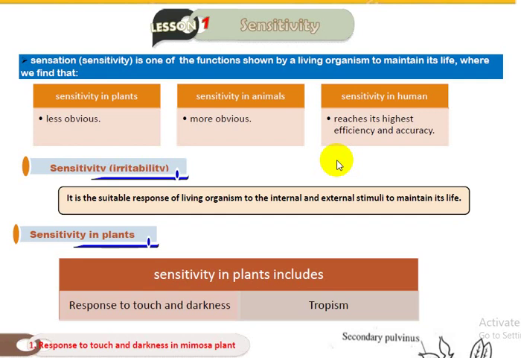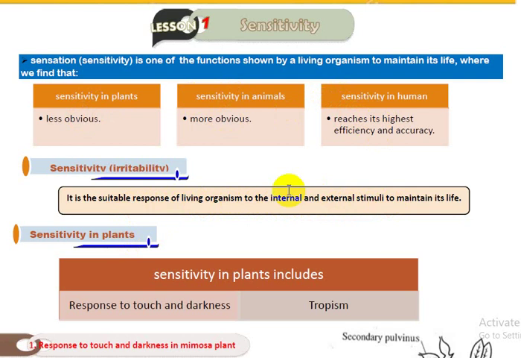Our lesson today is about sensitivity or sensation. What is the meaning of sensation? Sensation is one of the functions shown by living organisms to maintain life, where we find that sensitivity in plants is less obvious and sensitivity in animals is more obvious. Sensitivity in humans reaches its highest efficiency and accuracy. Sensitivity is the suitable response of a living organism to internal or external stimuli to maintain its life.